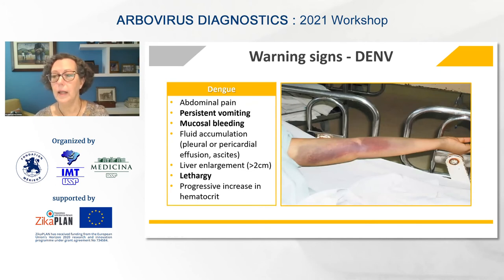Now I'd like to highlight some warning signs in the most common arbovirus that we have in Brazil, for instance, dengue. Warning signs for dengue: abdominal pain, persistent vomiting, mucosal bleeding, fluid accumulation, pleural or pericardial effusion, ascites, liver enlargement over 2 centimeters, lethargy, and a progressive increase in hematocrit. These are warning signs of dengue.